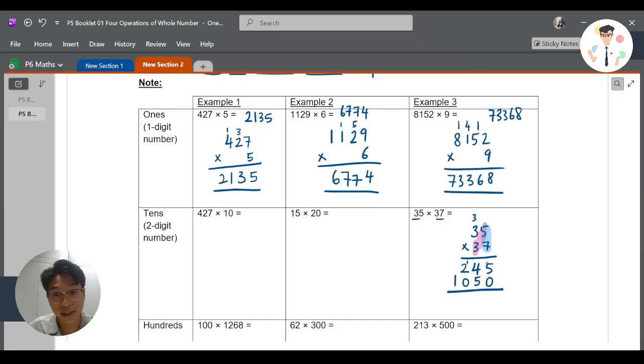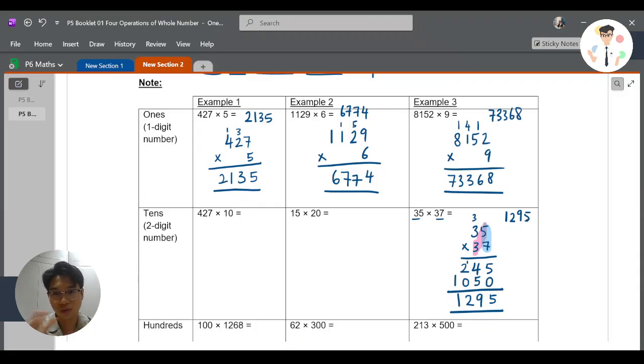So let's count from the back, okay? 5 plus 0, 5. 4 plus 5, 9. 2 plus 0, 2. Teacher, how about this one? Already added in, right? Okay. So 1 here will be 1. So the answer will be 1, 2, 9, 5.